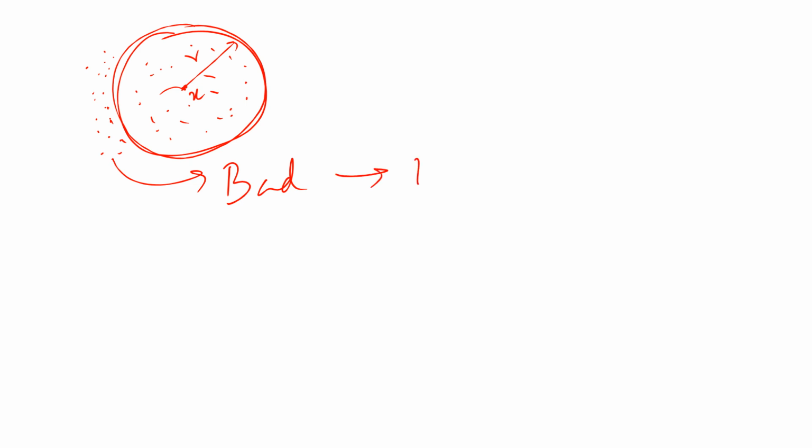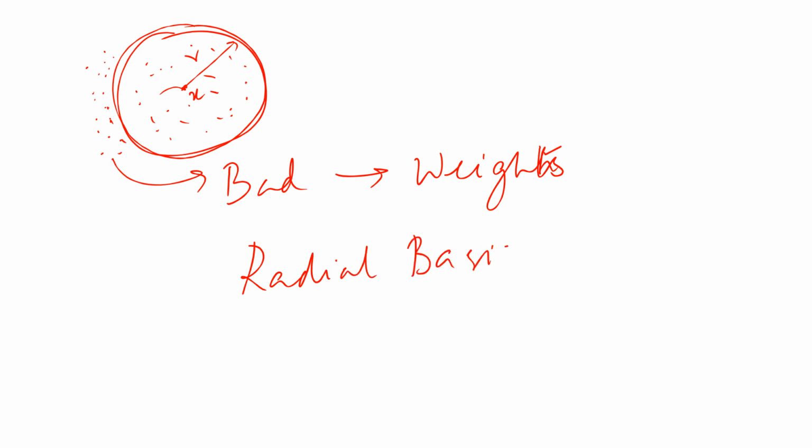That kind of approach, where we give some weightage depending on exactly where each point is positioned with respect to the test point, is known as radial basis functions. And that's exactly what we're going to look at in the next lecture.